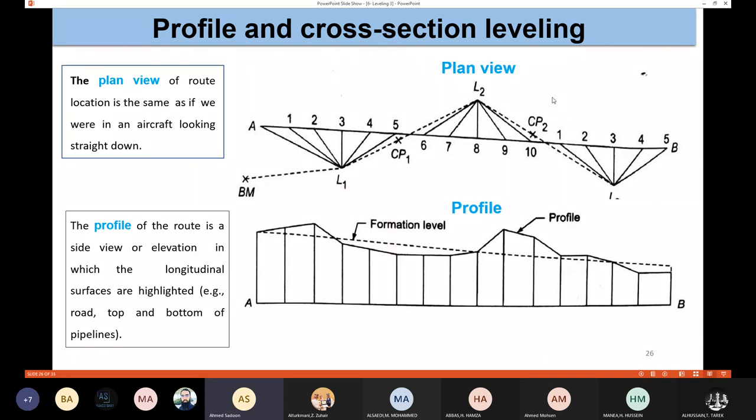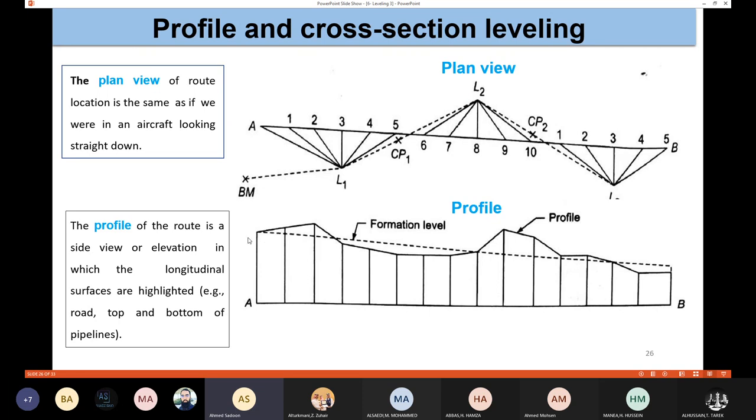And this is a plan view. And here is a profile view. The profile view of a road is a side view, or elevation. This one is a side view, or elevation, which is a longitudinal section, and surfaces are highlighted. For example, we have the road and the top and the bottom of the pipelines.